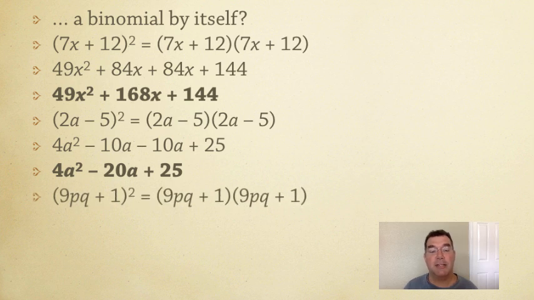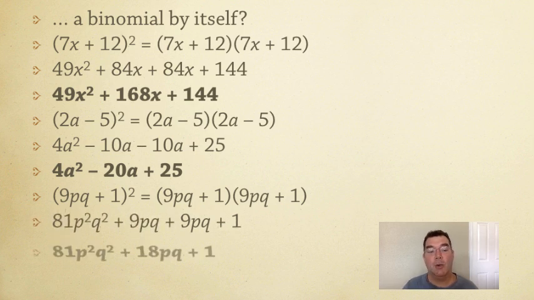Okay, third example, if I have 9pq plus 1, and that is squared, I get 9pq plus 1 times another 9pq plus 1, which multiplies to give 81p squared q squared plus 9pq plus another 9pq plus 1. That simplifies to 81p squared q squared plus 18pq plus 1.